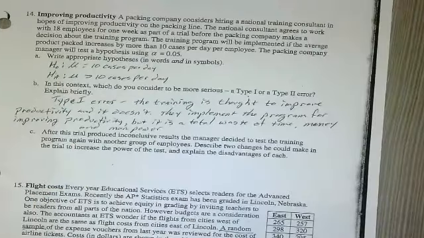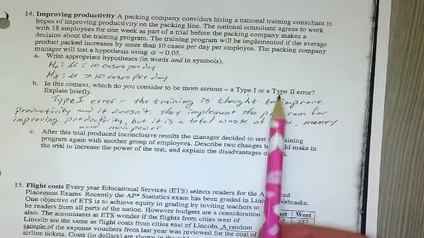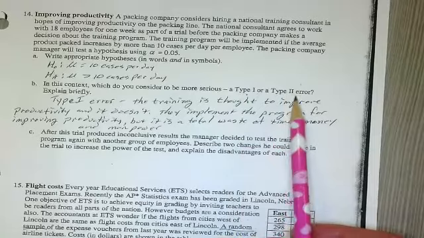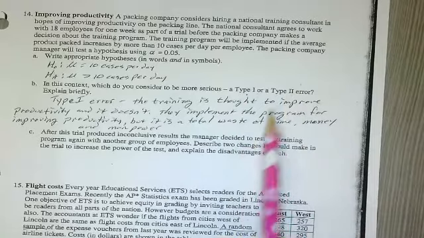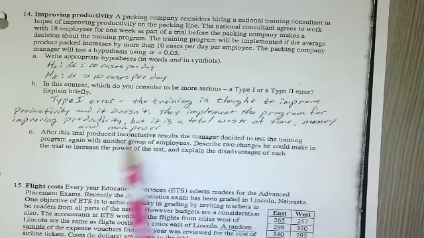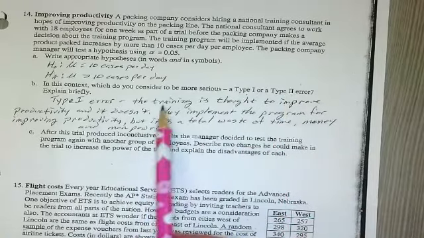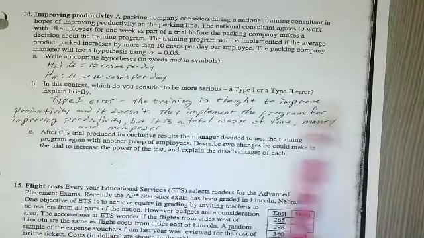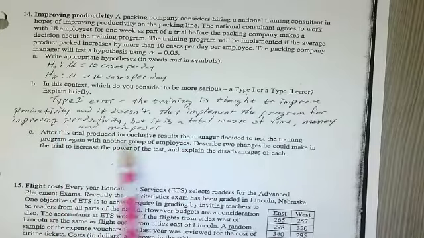And then if we look at the type of errors, a type 1 error is rejecting the null hypothesis, as opposed to a type 2 where we fail to reject, which would be worse. In this case, it would be a type 1 error, because the training is thought to improve productivity, and it doesn't. They implement the program for improving productivity, but it is a total waste of time, money, and manpower, or person power, whatever you want to write.